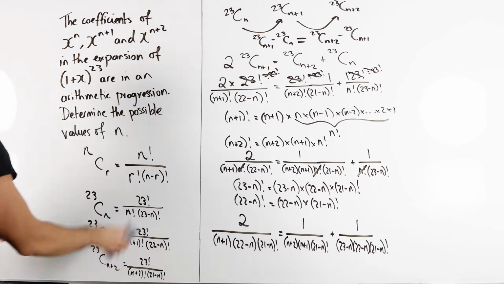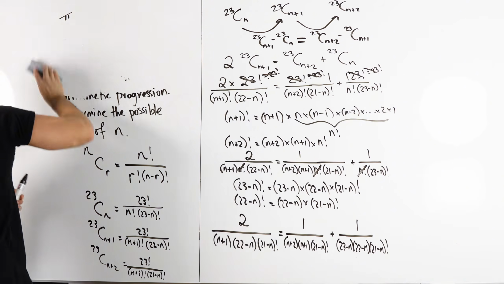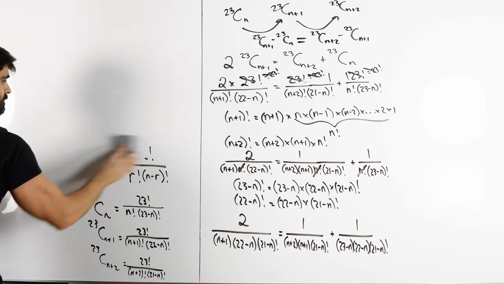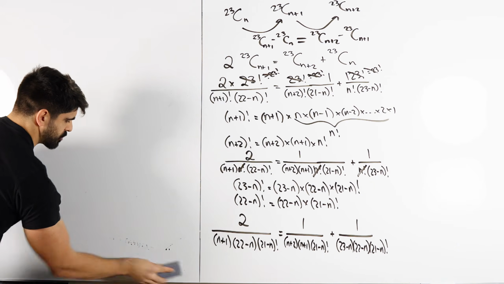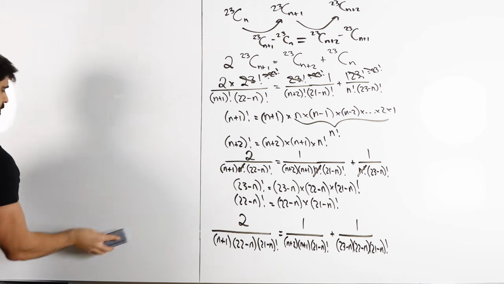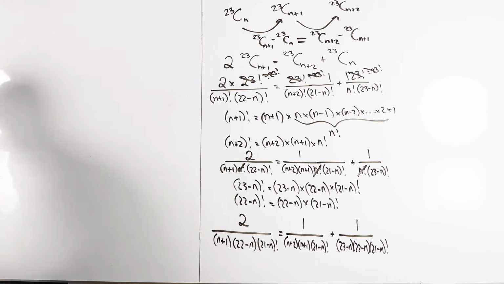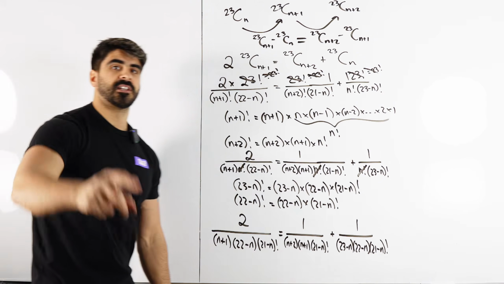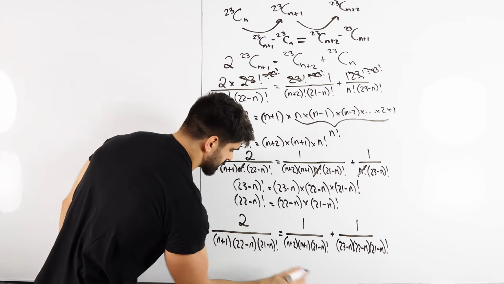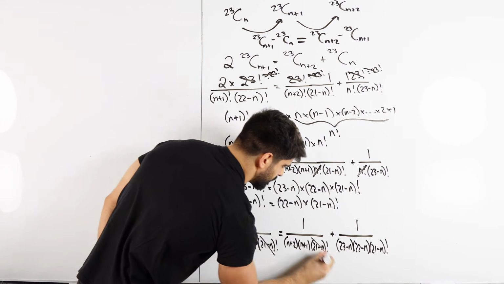Now, we can simply cancel out the (21 − n)!. Then we are left with an algebraic fraction, which even my GCSE students can solve. My GCSE kids, if you're watching right now, let's see if you can solve this. So we're going to times through by (21 − n)!.